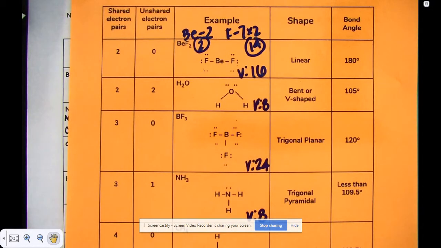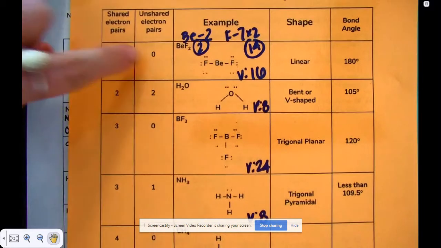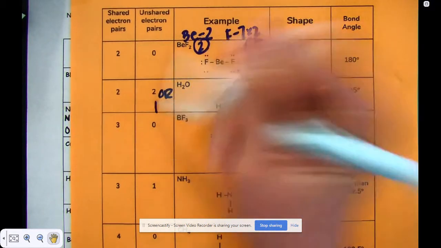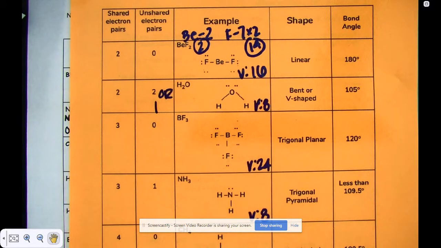Now, you will notice that on your sheet here, they don't give you that option. There's 2 shared pairs when it goes from 0 to 2, okay? This 2 is a 2 or a 1. I should have mentioned that before, but I forgot. So this can be a 2 or a 1.